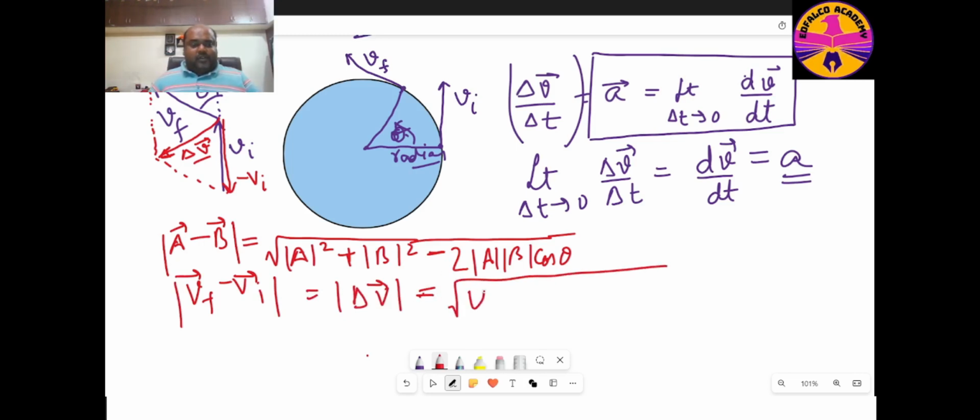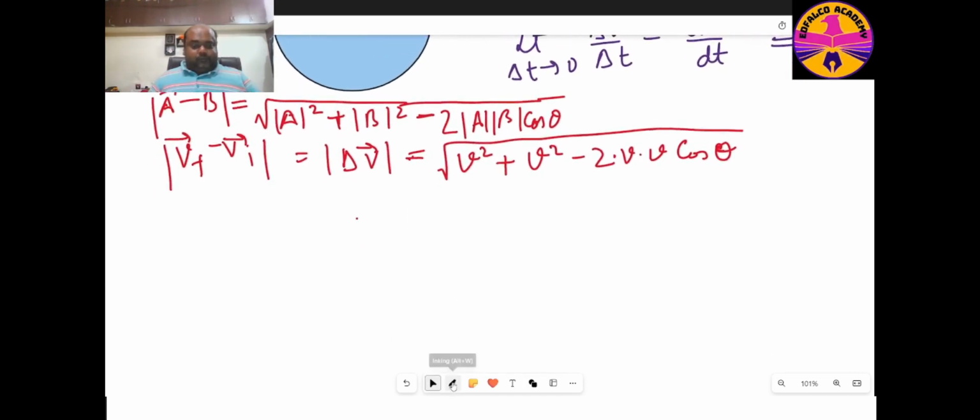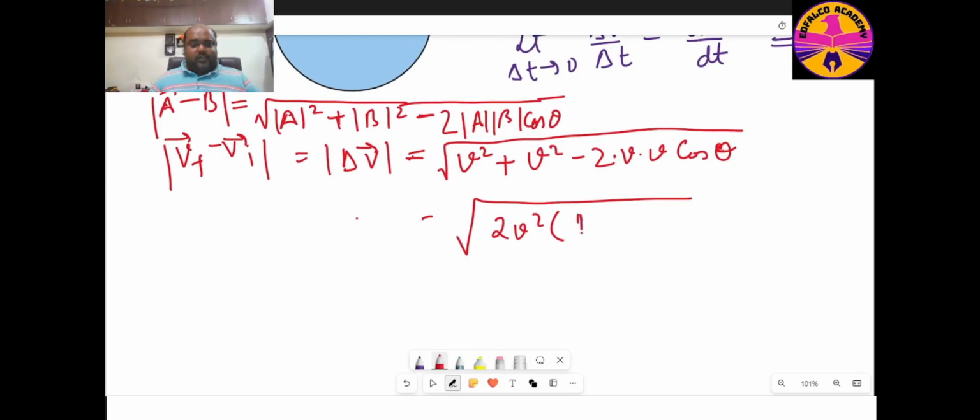We know, let's call it v square, right? Same way the other one, vf is v square, vi is also v square, minus 2 into v cos theta, right? So this is what it will be, which can be further written as 2v square into 1 minus cos theta.